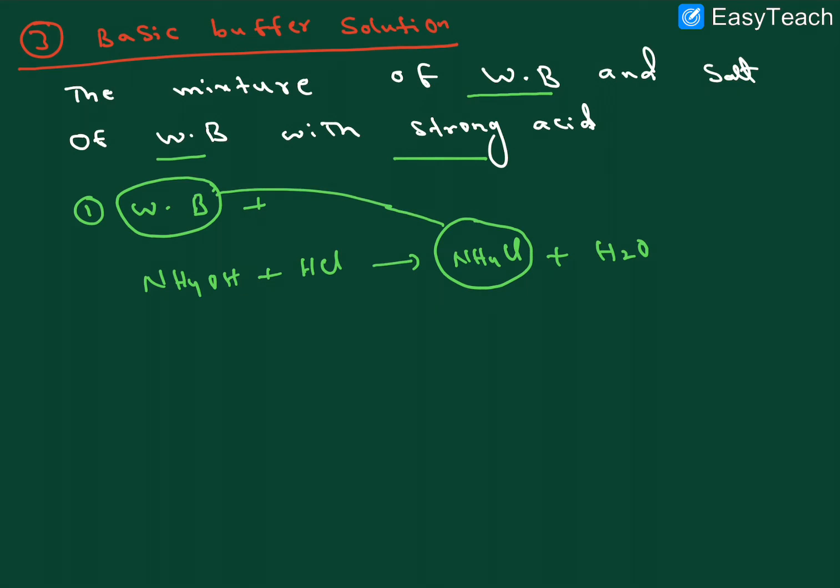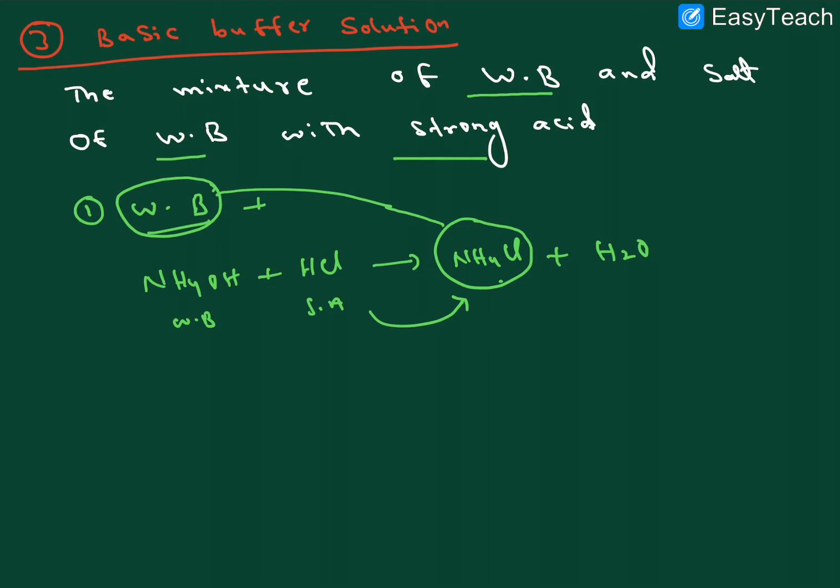basic buffer solutions. So here ammonium hydroxide is a weak base, and the combination of a weak base with the salt of a strong acid, right? This is a salt, this is a weak base, and here the strong acid with this salt; this salt plus weak base is called a basic buffer solution. I hope it is very clear.